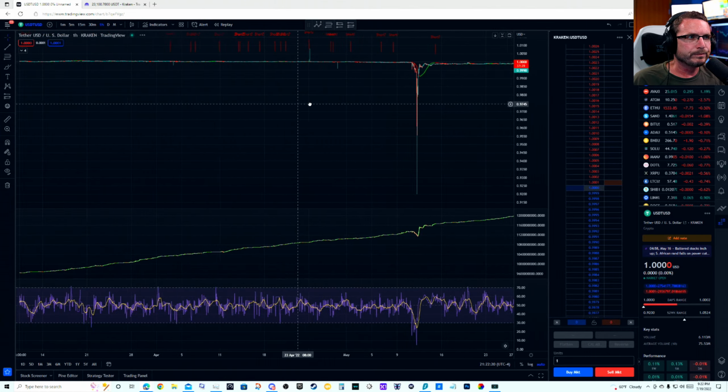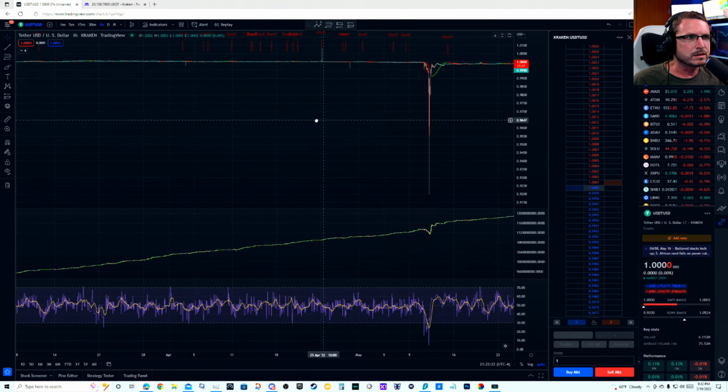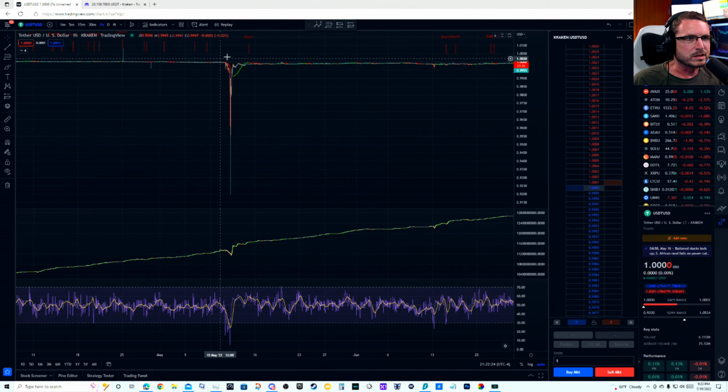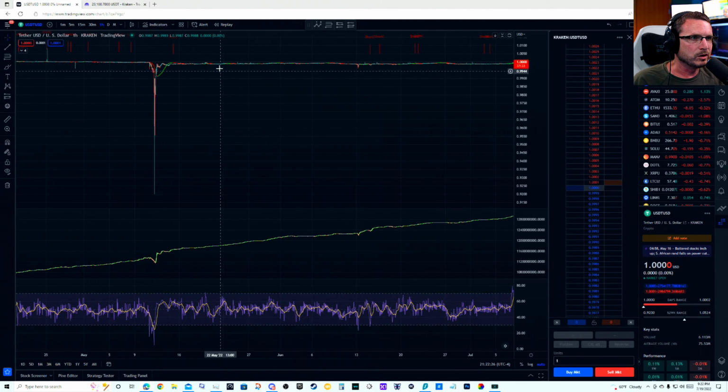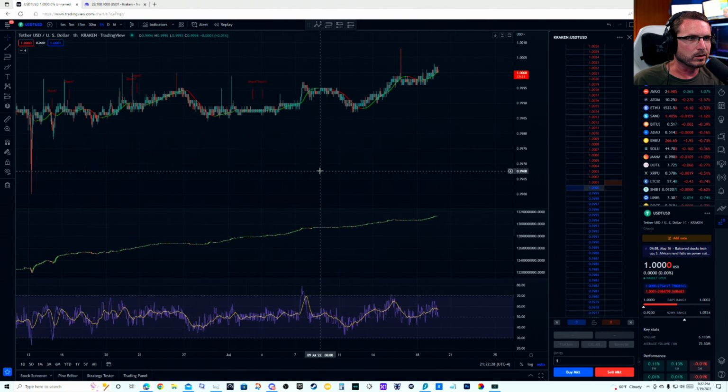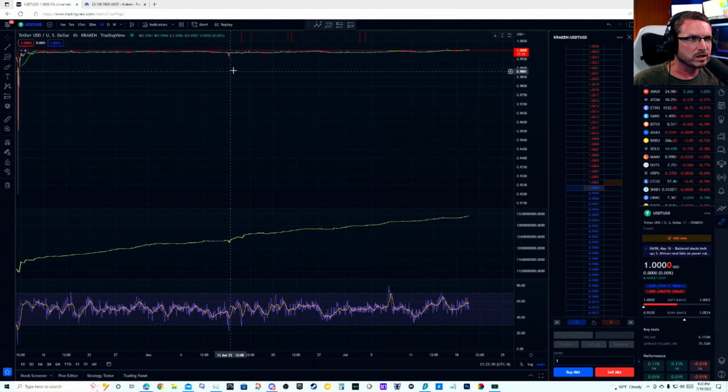There are spikes, whatever, but as you can see, it spiked down and then came back. Usually it's very stable. It's not like regular crypto. It's called a stable coin. It doesn't move.